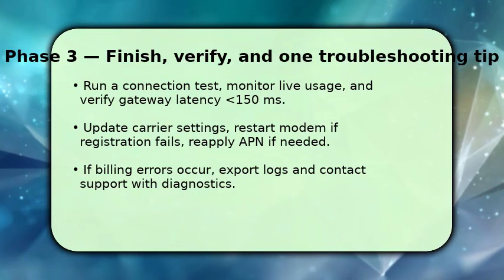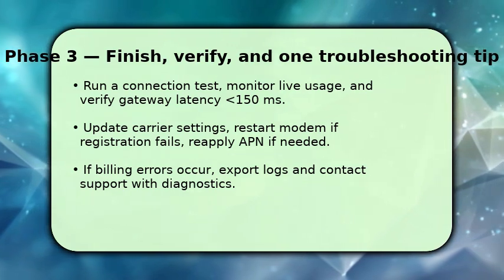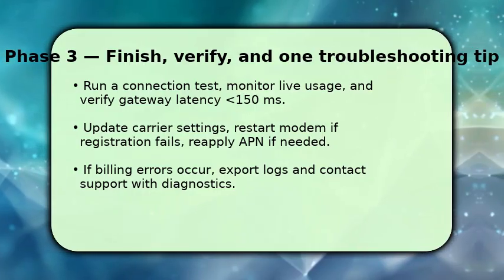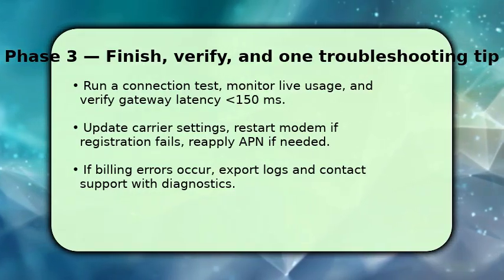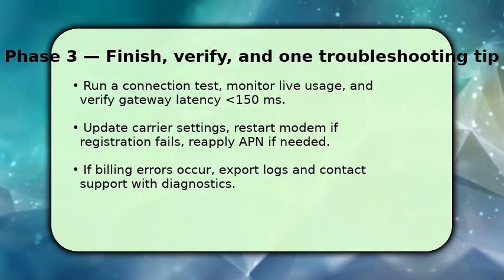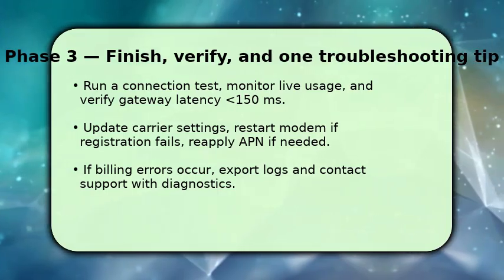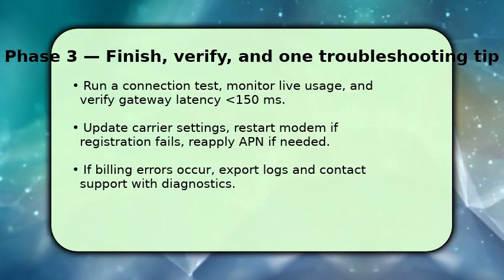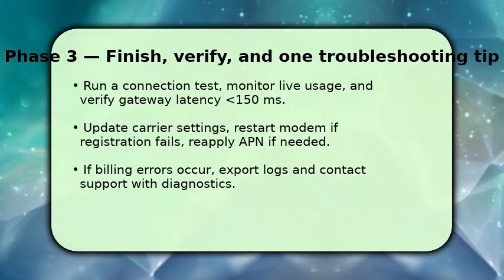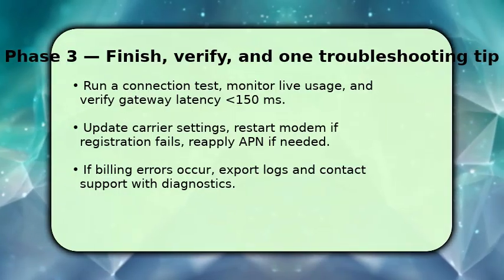To finish, run Angular roaming's connection test and watch live usage so you confirm throughput and gateway latency. Aim for under 150 ms. If the service fails to register, update carrier settings, restart your modem or phone, and reapply the APN. These quick steps often restore service. Should billing or unexpected disconnects persist, export the app logs and contact support with diagnostics. This final check ensures reliability, and if things go wrong, diagnostics speed up resolution.